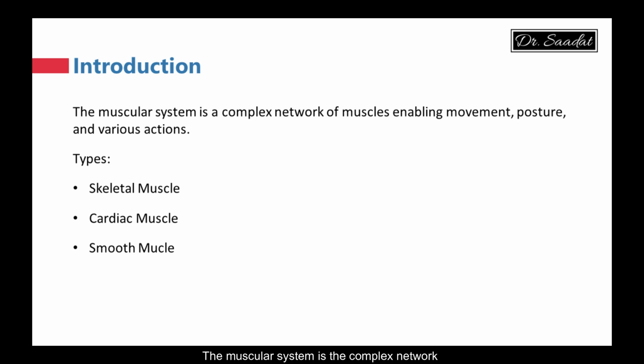The muscular system is the complex network of muscles in our body that allows us to move, maintain posture, and perform all kinds of actions. It works in close coordination with our skeletal system and nervous system to enable all sorts of movement, from blinking our eyes to running a marathon.